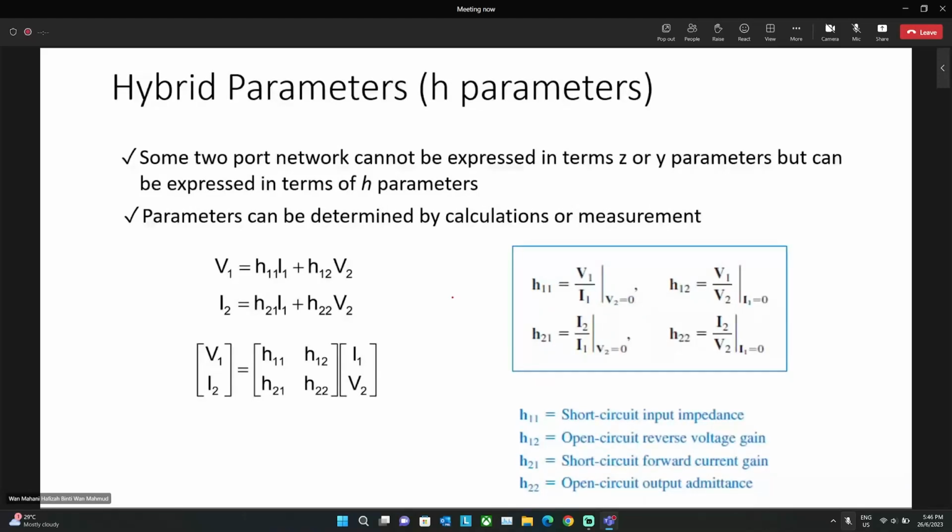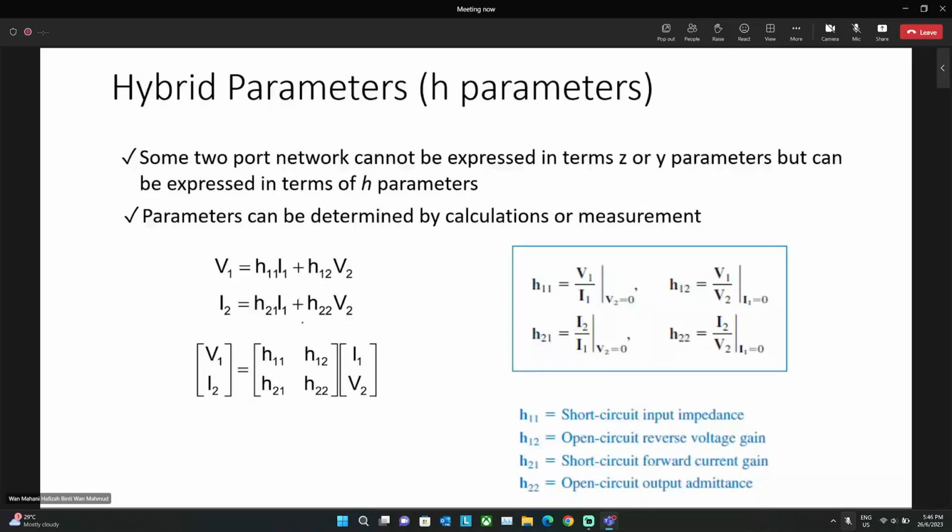Kalau online biasalah. Hybrid parameters, kalau kita tak boleh nak express the parameters in Z and Y parameter, we can use hybrid parameters. So hybrid parameters, this is the equations. V1 equals to H11 I1 plus H12 V2. I2 equals to H21 I1 plus H22 V2. Ini dalam sebutan matrix dia lah daripada atas ni.